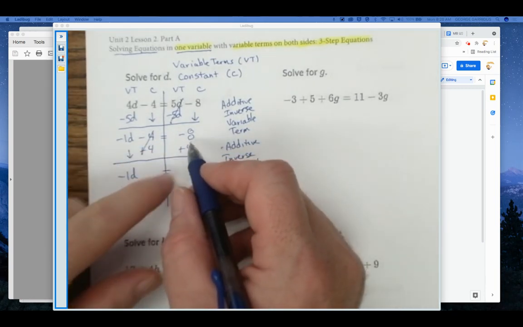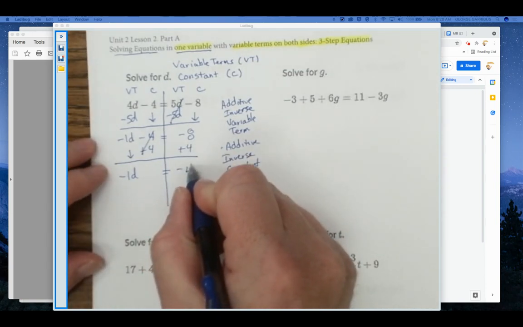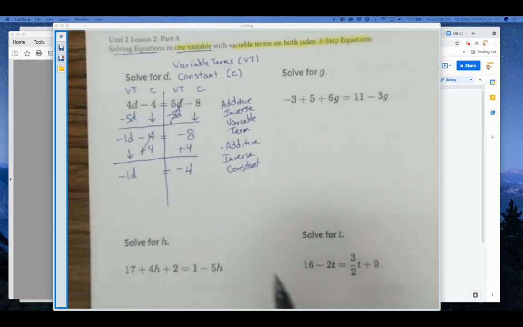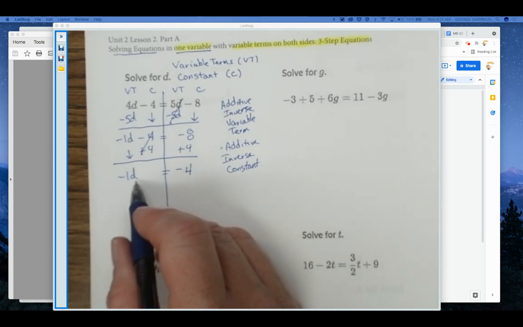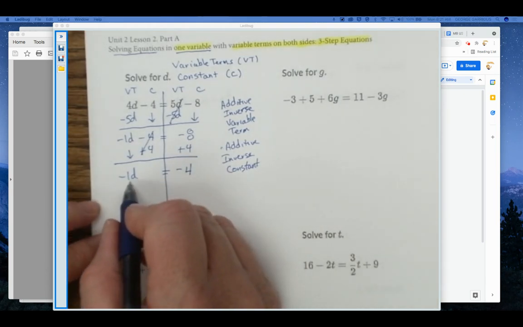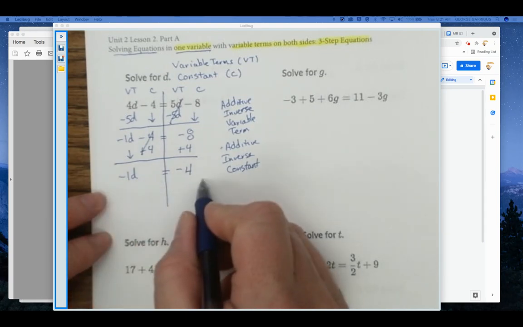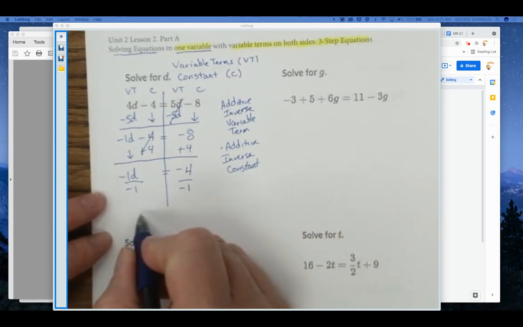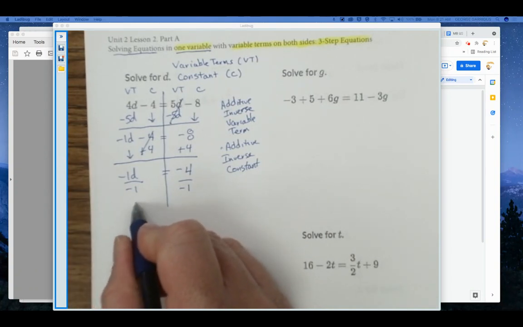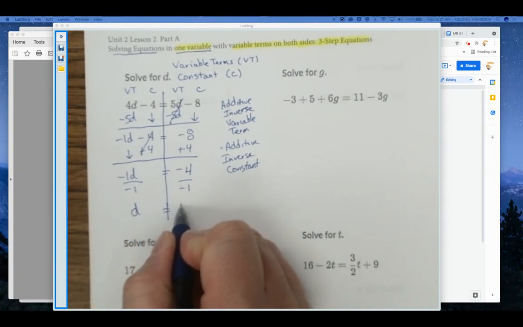Negative 1D. Negative 8 plus 4 is negative 4. And then I am going to need to get not negative D, but positive D. So I can multiply by negative 1 both sides, or I can divide by negative 1. And that gets me my positive D equals positive 4.